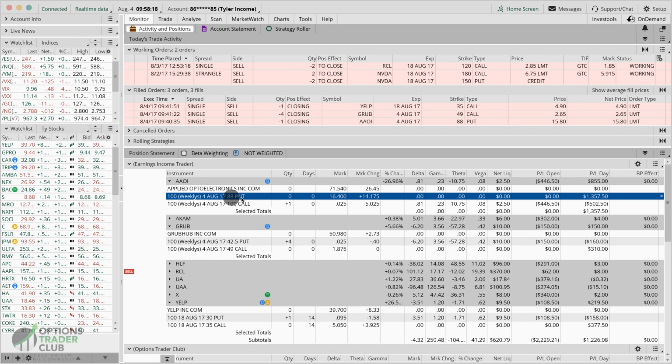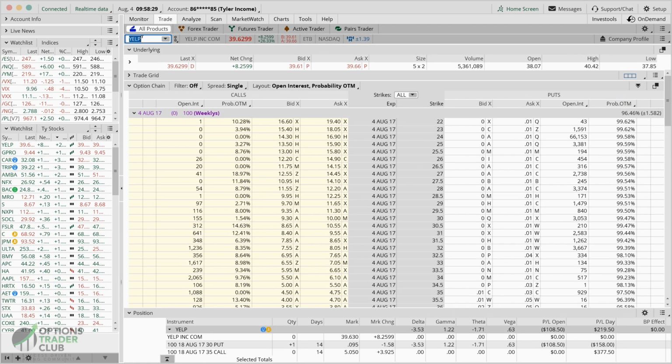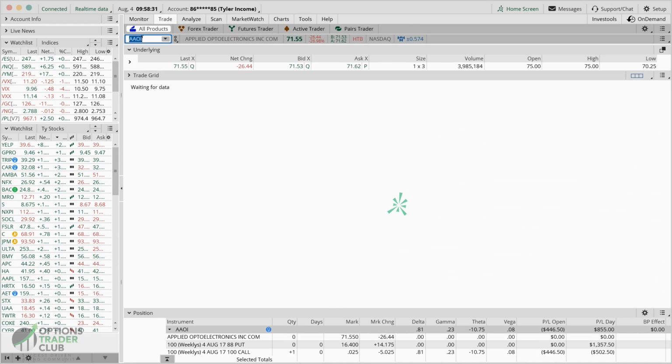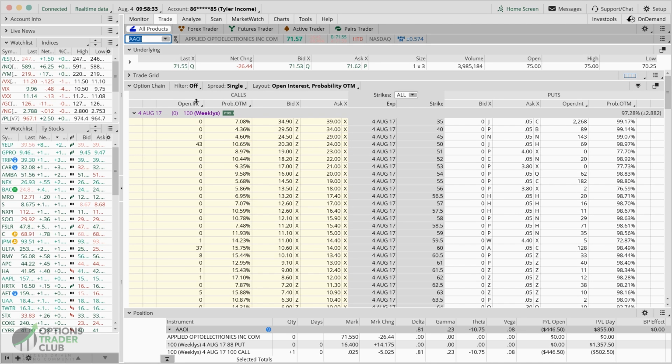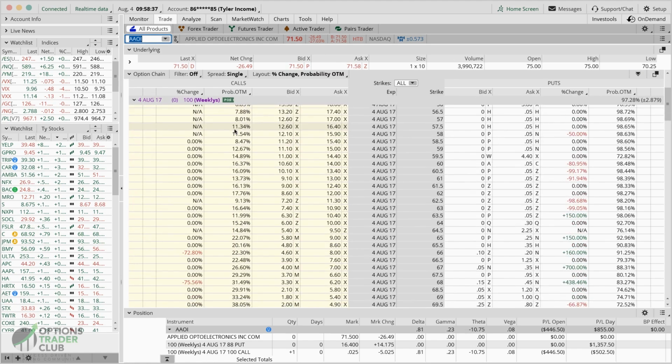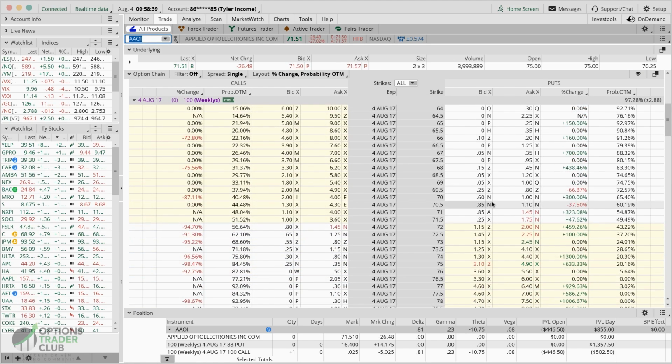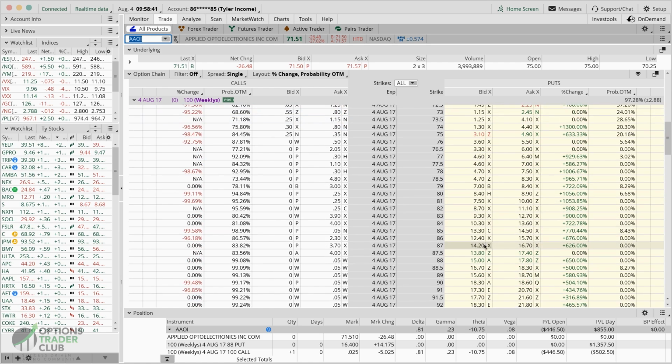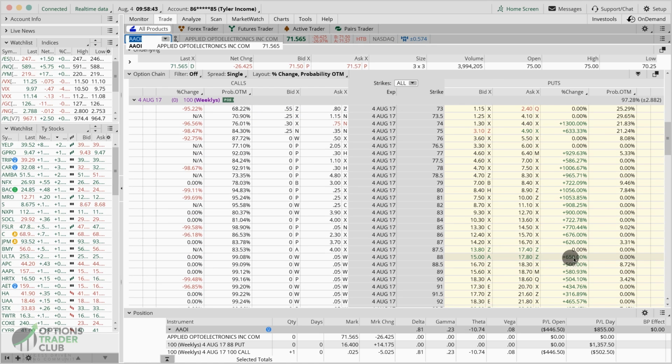So these puts right here for Applied Optoelectronics just filled for nearly $16, or $1,600 per contract. I bought these for around $3. I want to show you another context real fast. This gives you an idea, and I don't want you to think this is just a one-time thing, because that's really not the case. I'm going to show you proof of that in a minute. You can see over here, these 88 strike puts that I purchased went up 650%.